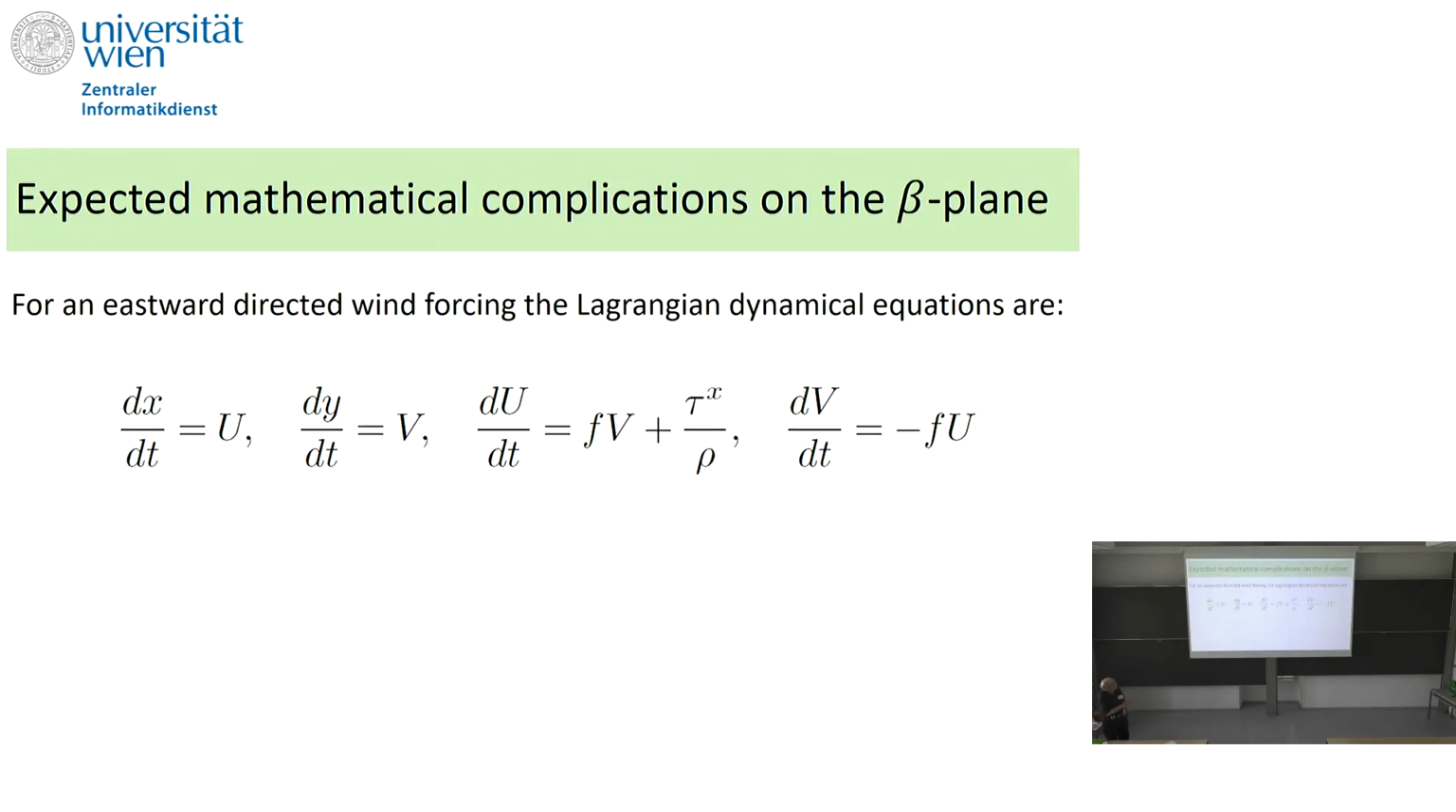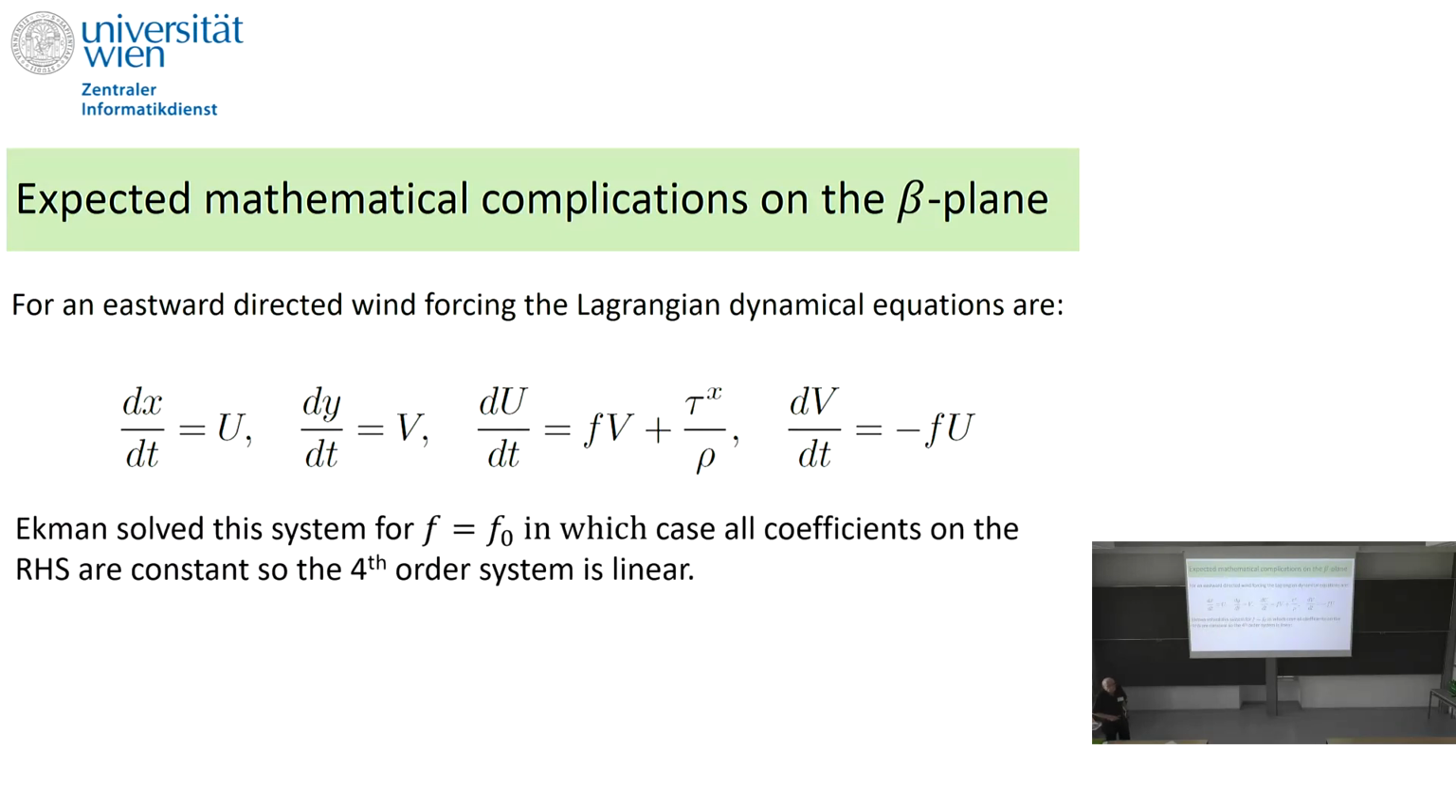So these are the equations that Ekman himself studied. This is just the definition of U as the rate of change of the x coordinate, and this is the rate of change of the y coordinate, the north-south. This is the momentum equation in the x direction. Remember that we have a wind stress operating there, and we don't have a wind stress operating in the north-south direction. So these are just the momentum equations.